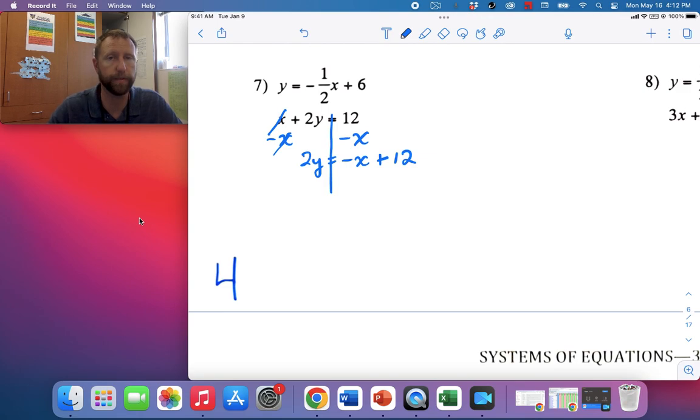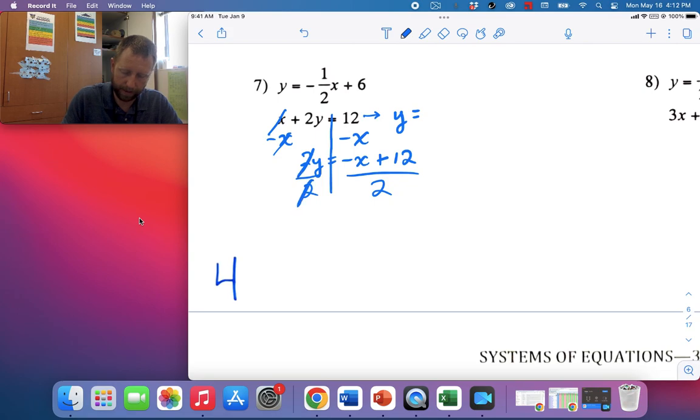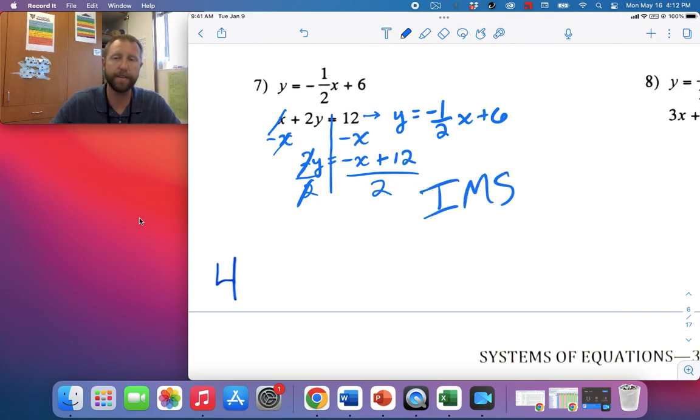I always put the x term first, right? And then divide both sides by 2. Well, that gives me, in place of that equation, y equals, because these cancel, -1/2 x, and then 12 divided by 2 is 6. Look at the top equation. That's the exact same thing. So that's IMS, infinitely many solutions.